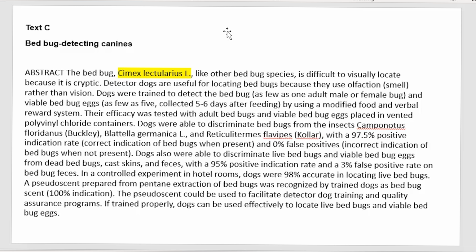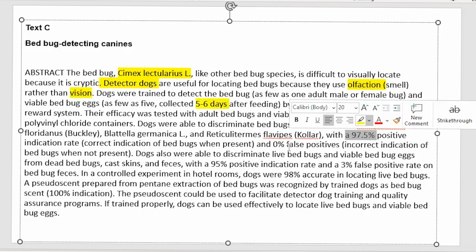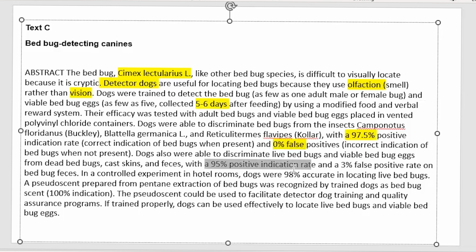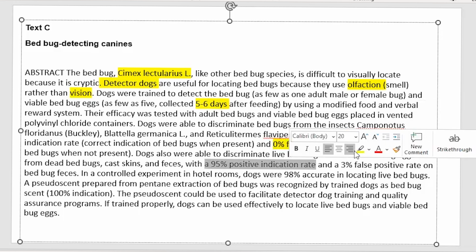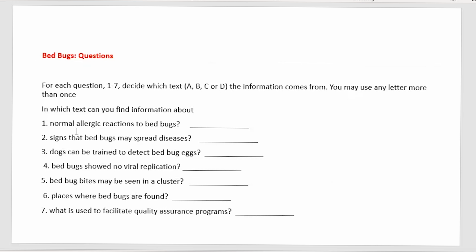So after reading text C, whenever you're reading it, you have to just highlight the keywords. Here you can highlight the keywords olfaction, then vision. You can do it at the same time. Yes, you can highlight detector dogs. Next, you have the numbers, that is 5 days, then 97.5%, then you have 0%. Again, 95% positive indication rate. Then again, 3%. It's all percentages. Again, 98%, you're getting it. And there is 0%.